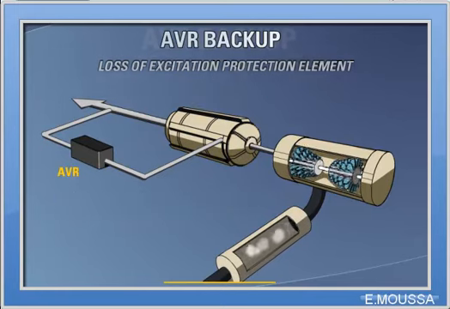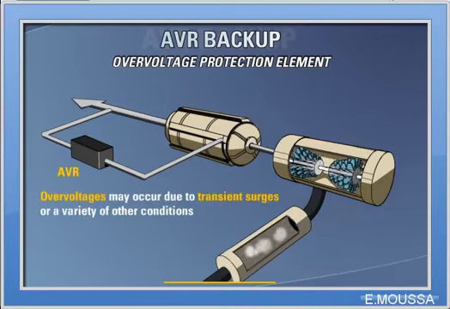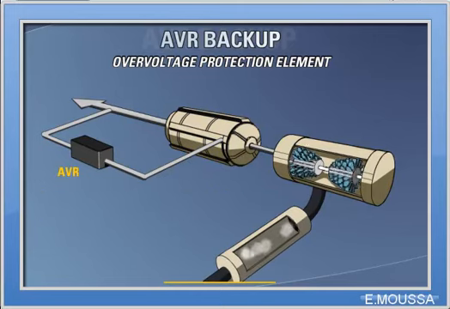The next backup element for the AVR is the overvoltage protection element. Overvoltages on a generator may occur due to transient surges on the network or a variety of other conditions. A sustained overvoltage condition should not occur for a machine with a healthy voltage regulator. There are situations where the voltage regulator might not function correctly, such as the automatic voltage regulator being defective, the generator operating under manual control with the AVR out of service, or there is a sudden loss of load such as the tripping of outgoing feeders. For these reasons, it is critical to provide power frequency overvoltage protection.